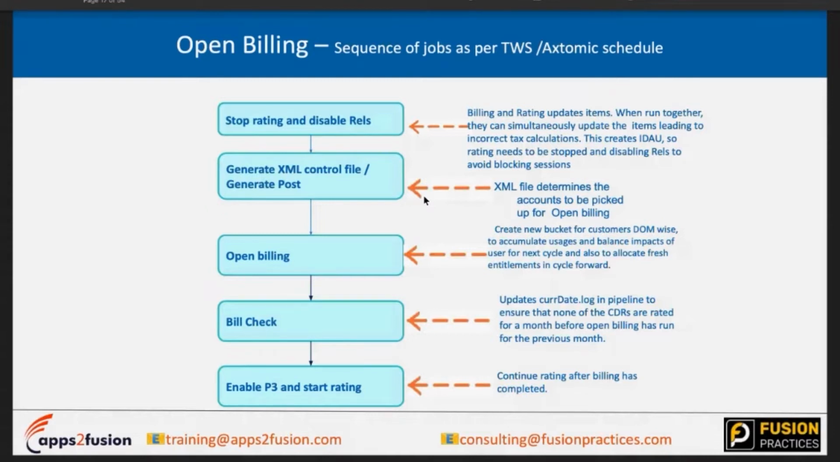So this is the bill check job that ensures that the calls are rated only when all the entitlements are granted, and if the entitlements are not granted, the calls are not rated, so that we ensure the rating integrity. And the last one is, once your bill check and everything is complete and your billing has successfully been done, then you can enable the rating and rel, so that you can start processing your usage data.